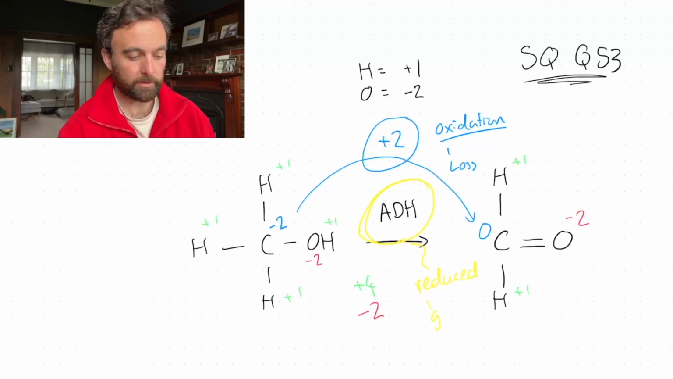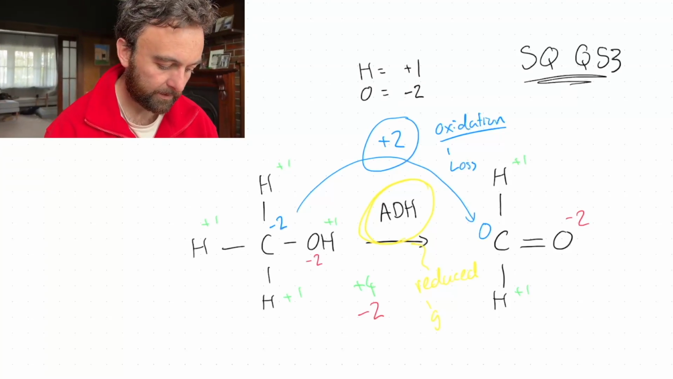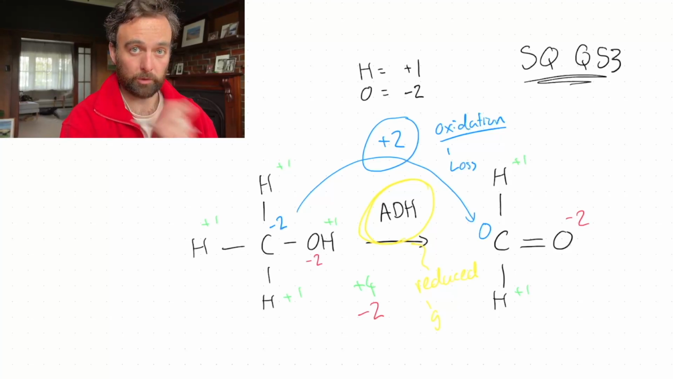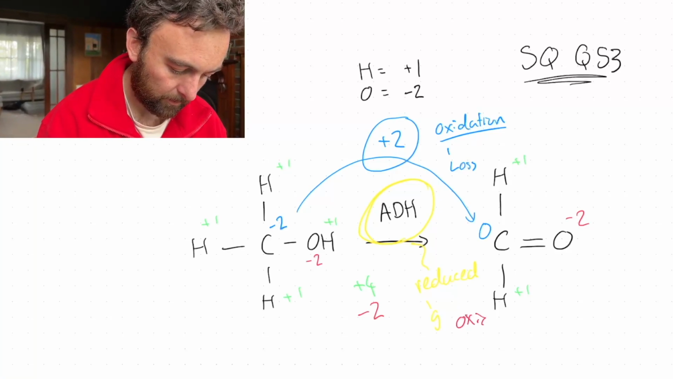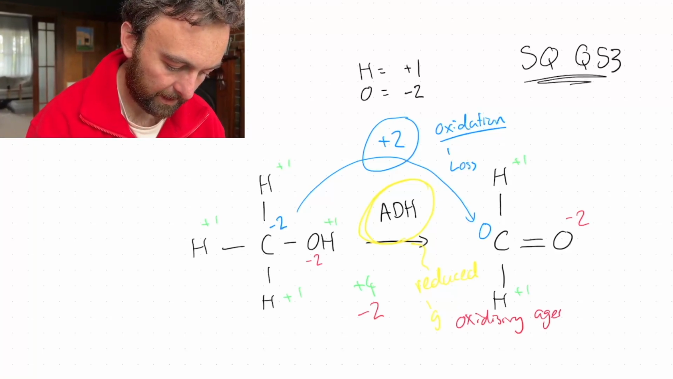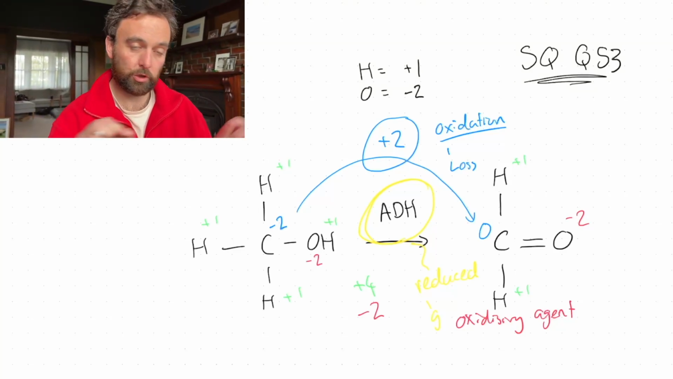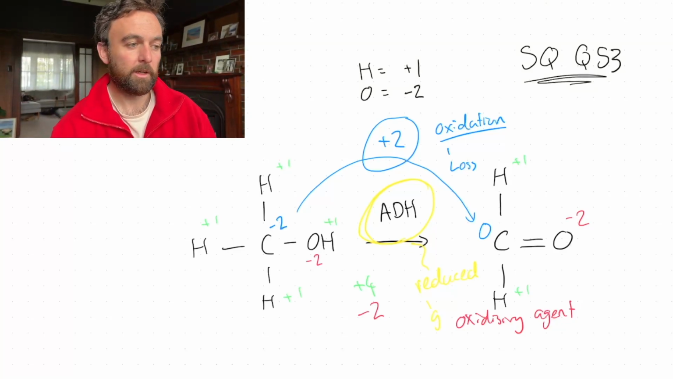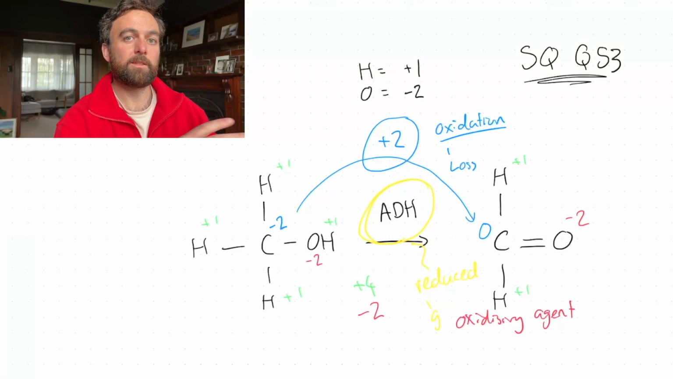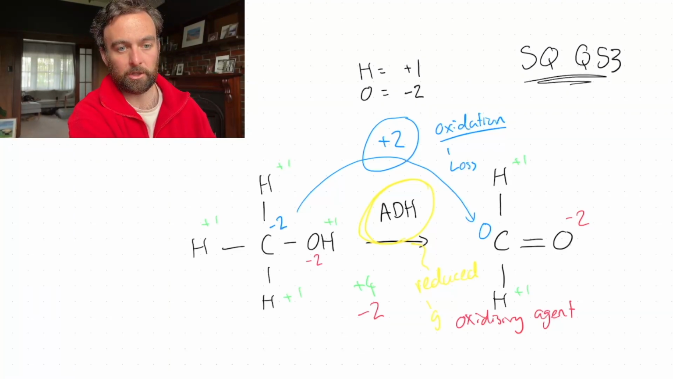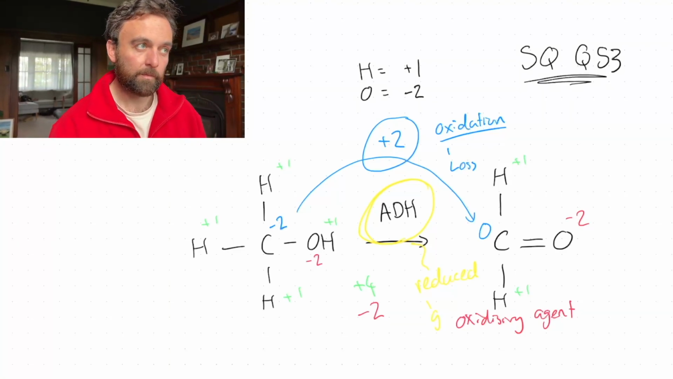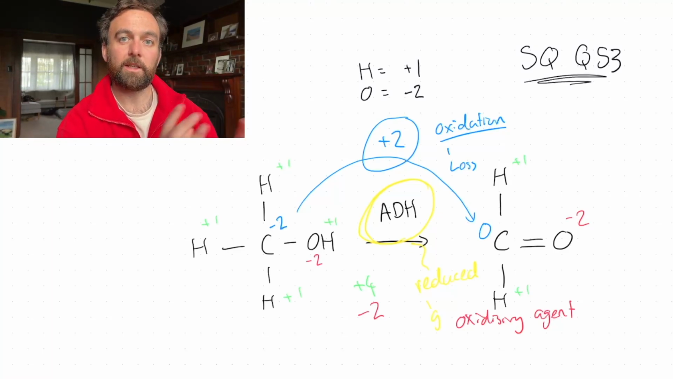Now, the last little confusing thing, and it's another double negative, is that the thing that is reduced is actually the oxidizing agent. So the ADH is reduced, but it's the oxidizing agent. Now, it kind of makes sense when you think about it because it's being reduced, it's allowing the other thing to be oxidized, therefore it's the oxidizing agent. So just keep in mind that the thing that does the oxidizing is the oxidizing agent.